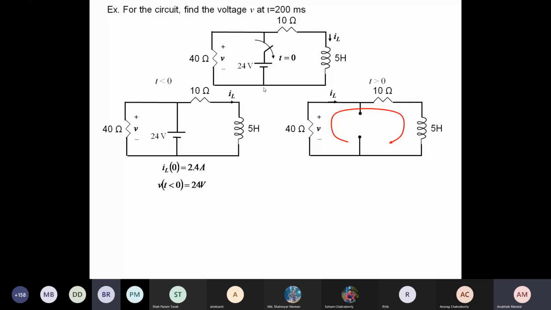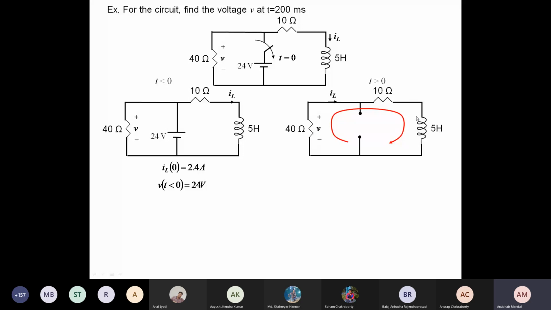You are not audible. I'm unable to hear you, sir. Your audio is cracking, sir. Can you begin from the starting? Initially you were not audible. Kamal sir, please tell Alok sir to start from the beginning.